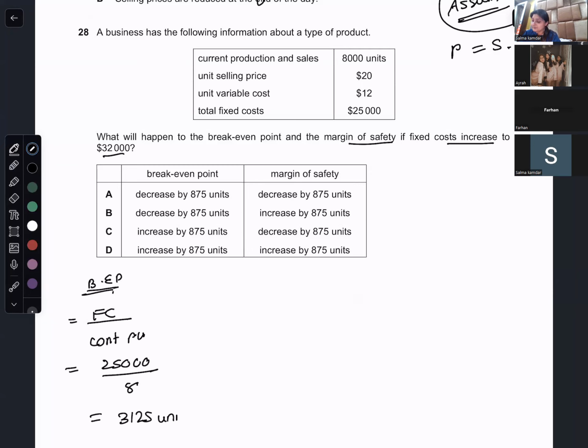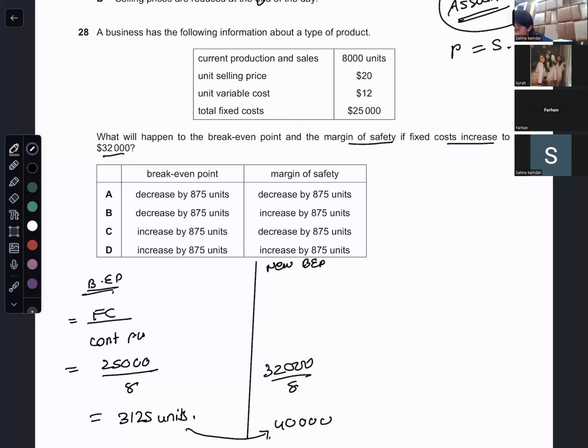Let's first talk about break-even point only. If fixed cost is increasing to 32,000, so 32,000 divided by 8 is 4,000 units. So the break-even point units will increase by how much? 875. So it could be option C or D. It's going to be C, because we have to calculate the margin of safety.